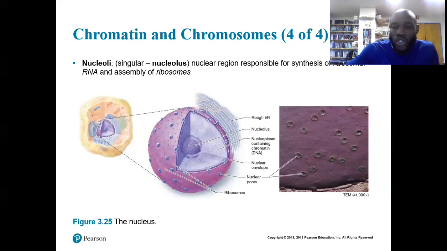The nucleoli, the nuclear region responsible for synthesis of ribosomal RNA and assembly of ribosomes, right? Nucleoli, or the nucleolus. It's responsible for the ribosomal RNA, otherwise known as rRNA, and assembly of ribosomes. What are ribosomes? So remember, those are the organelles that help make where we have protein synthesis. Happens in our nucleolus or nucleoli.